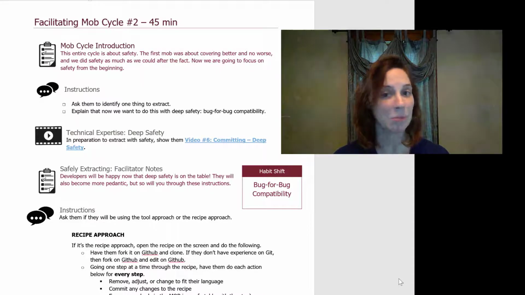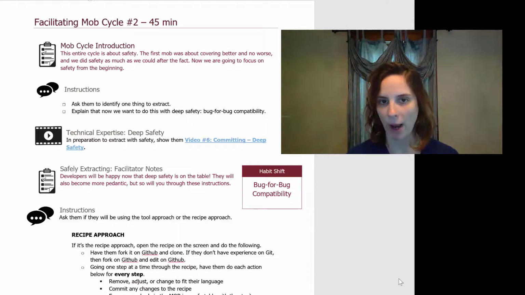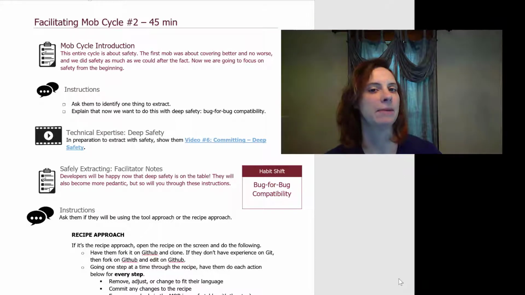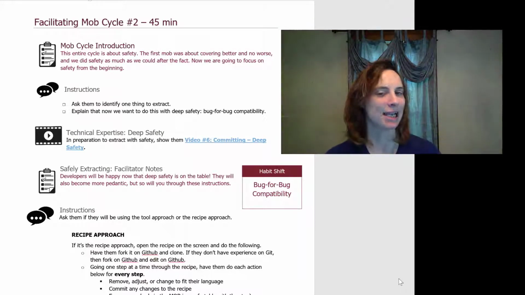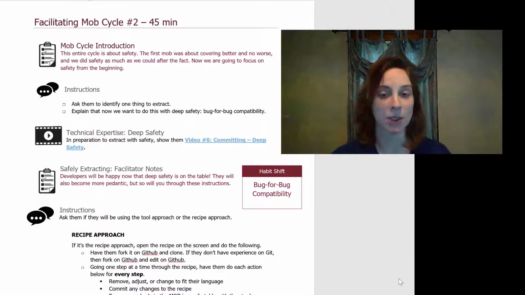So hopefully you've taken a break after what I suspect is a couple of hours of mob cycle number 1. Also, preferably with maybe a whiskey, but that could be just dreaming. Anyway, moving on to mob cycle number 2.